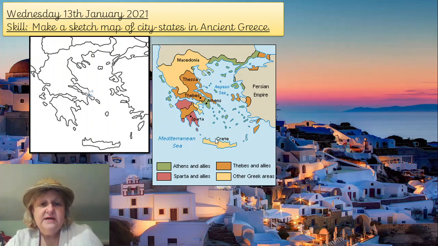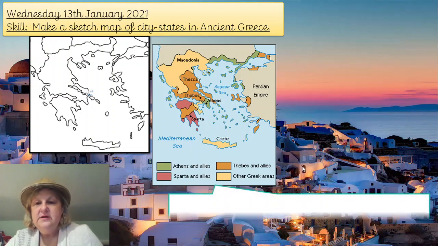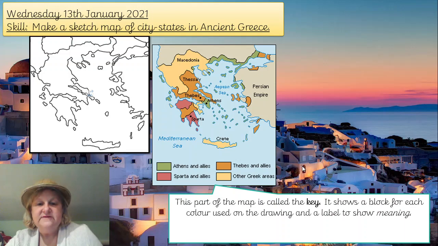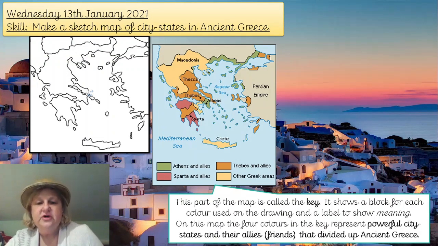Now there's other states here as well, in Macedonia and in Crete too, and Knossos, and they are not what we're concentrating on at the moment, but if you could colour those in just a cream colour, that would be really good. You can choose your colours to match the key that you're going to make as well. So this part of the map is called the key. It shows a block for each colour used on the drawing and a label to show the meaning.